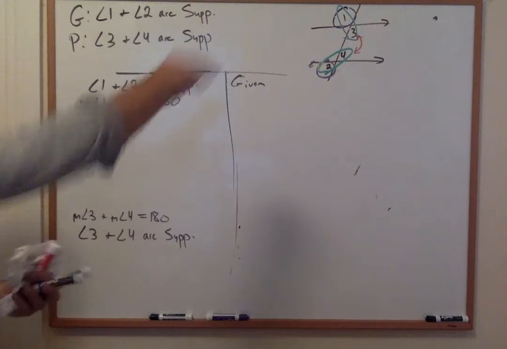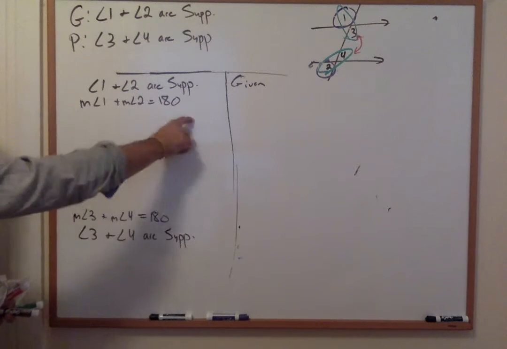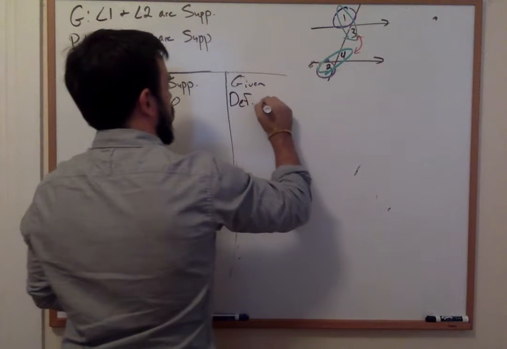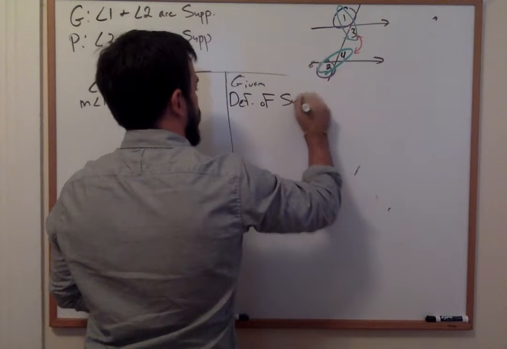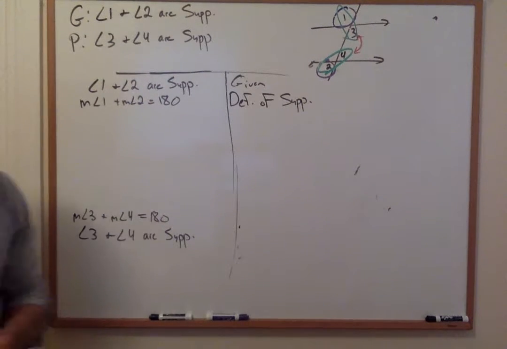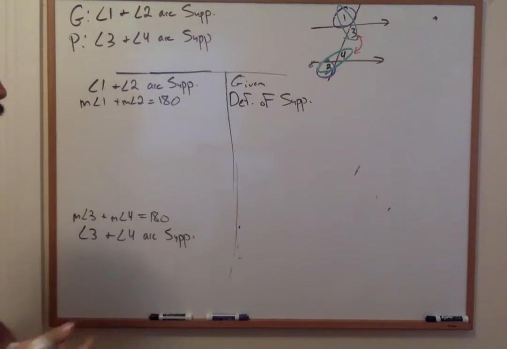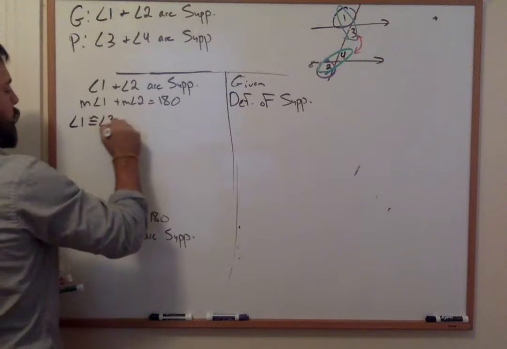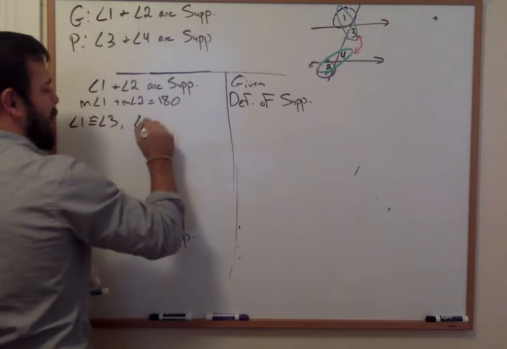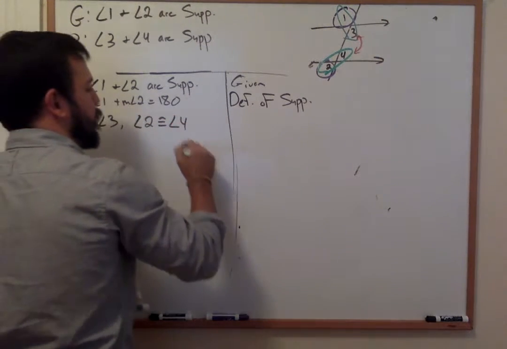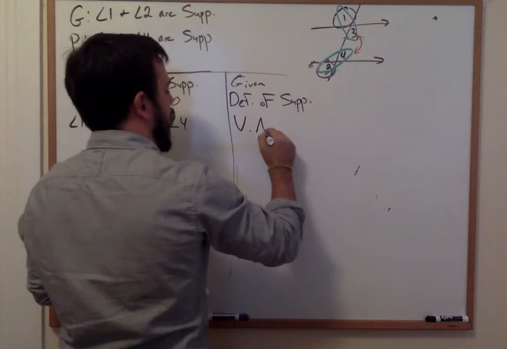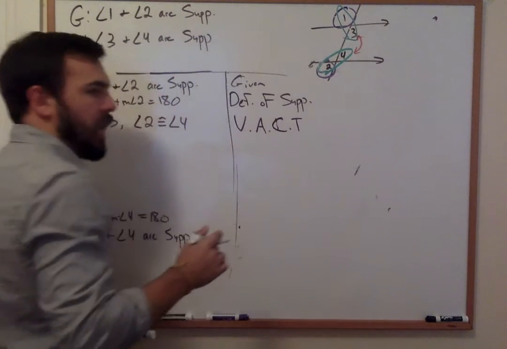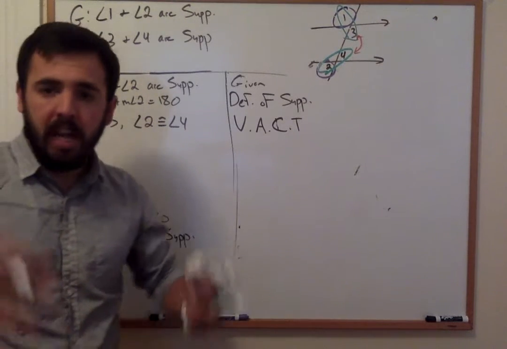So, I've introduced my supplementary relationship through my given. That's my definition of supplementary. Let's then introduce our vertical angle relationships. We know that angle 1 is going to be congruent to angle 3, and angle 2 is congruent to angle 4 because they are vertical angles. Vertical angle congruence theorem. Vertical angles are congruent.